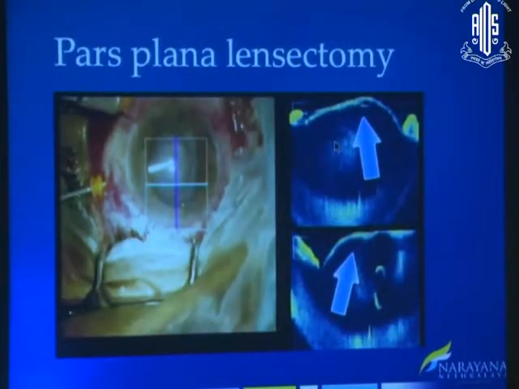During pars plana lensectomy, it's also possible to monitor the anterior capsule while doing the lensectomy. So in case the anterior capsule is retained, we can always place the IOL at a later stage or at the same setting.